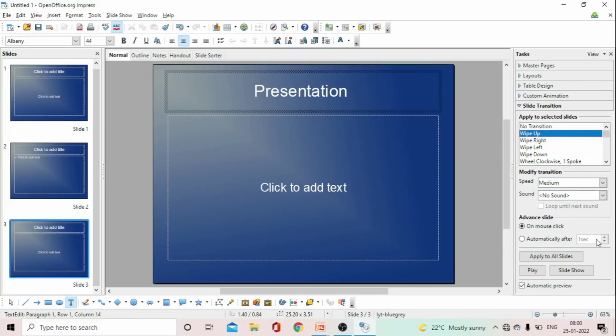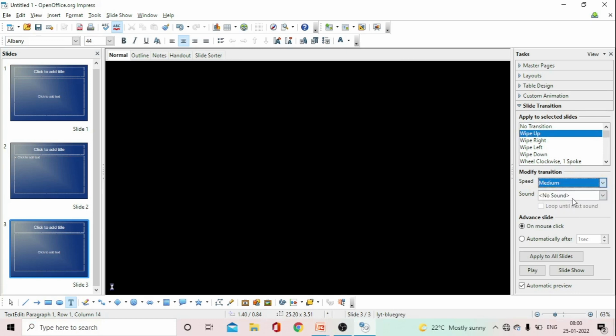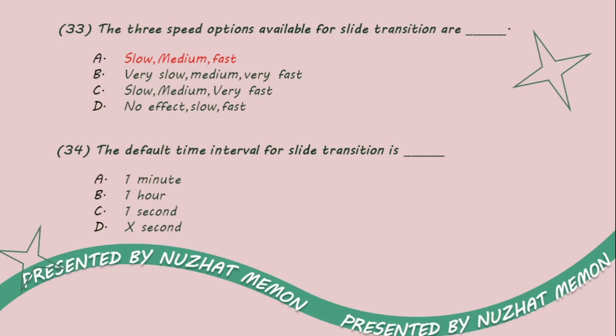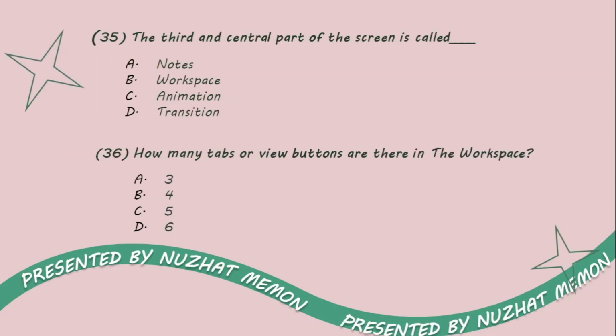Let me show you that also. So here there are 3 speeds: slow, medium and fast, but by default it is medium. Next, the default time interval for slide transition is dash. I told you earlier. Remember? Yes, it is 1 second. Correct. Next, 35. The third and the central part of the screen is called dash. So the third and central part of the screen is called workspace.